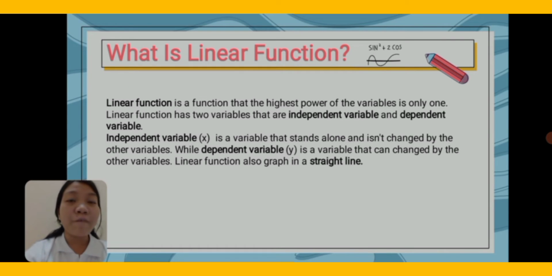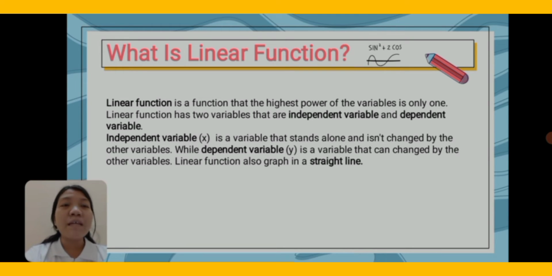Okay, so the first material is about what a linear function is. A linear function is a function where the highest power of the variables is only 1. That means if the highest power of the variables is more than one, it's not a linear function. And a linear function has two variables: the independent variable and the dependent variable. What are the independent and dependent variables?